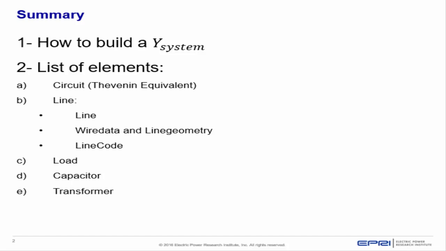Finally, for the transformer element, we are going to explain how OpenDCS models it in a simple example, and then, again, how it can be defined in the OpenDCS scripting language.